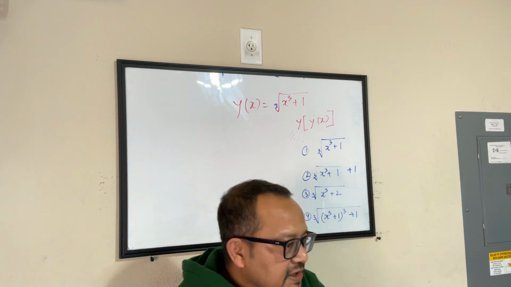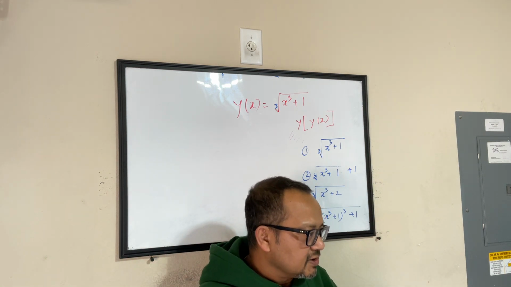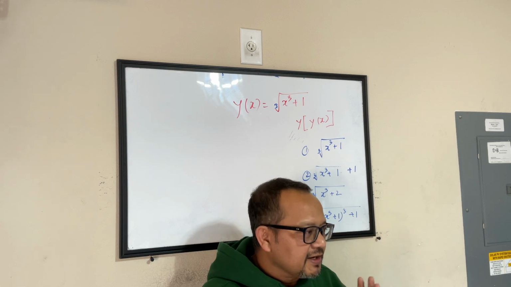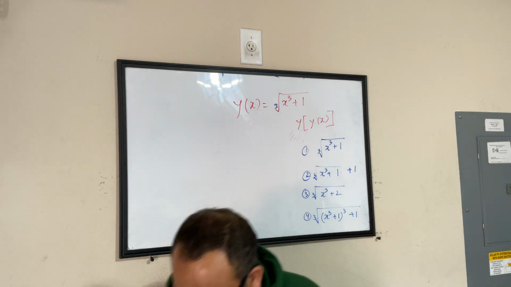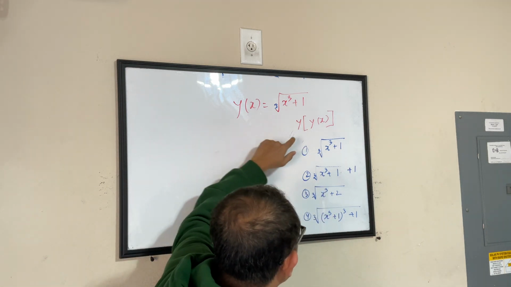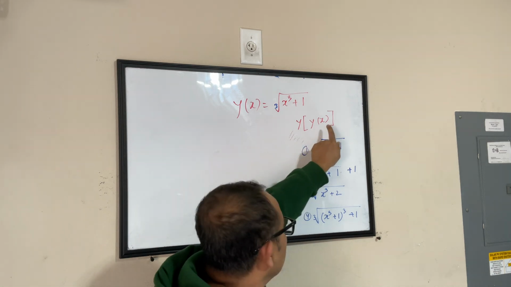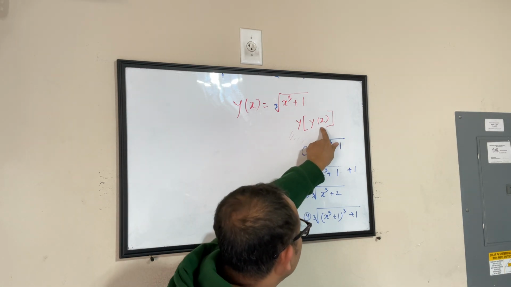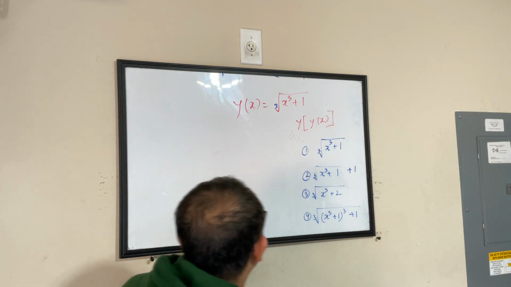Okay, so this is a classic case of composite function. It might look a little scary, a little confusing because of the power. As I mentioned before, my first attempt, I have function of function, so here I want to get rid of this function first. So let's find out what is y of x.